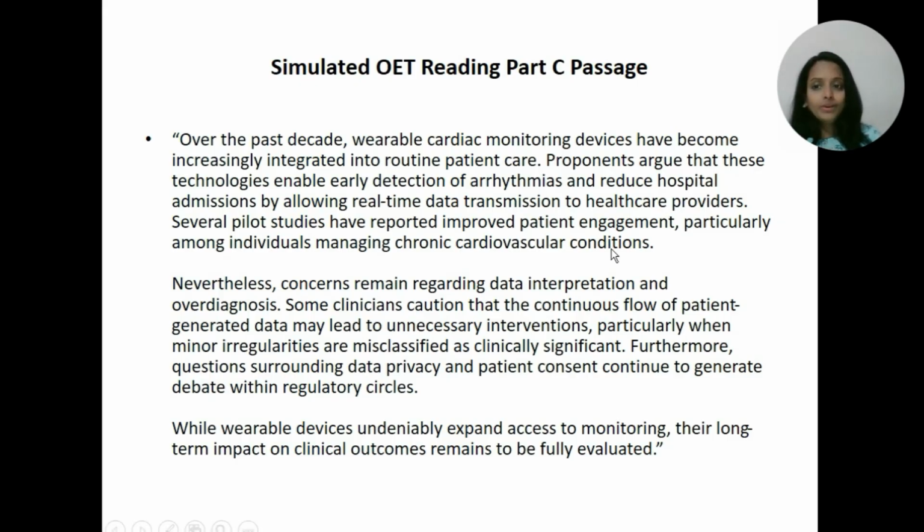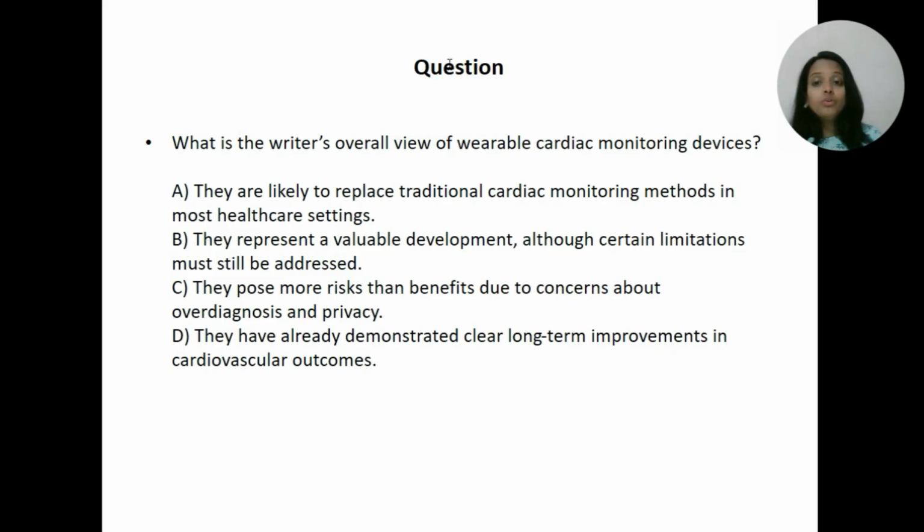Now, let's move on to the question here. The question is, what is the writer's overall view of wearable cardiac monitoring devices? Options: they are likely to replace traditional cardiac monitoring methods in most healthcare settings. They represent a valuable development, although certain limitations must still be addressed. They pose more risk than benefits due to concerns about overdiagnosis and privacy. They have already demonstrated clear long term improvements in cardiovascular outcomes. The four options are given, and now you have to pause, don't rush.